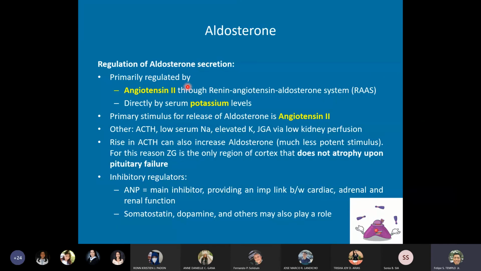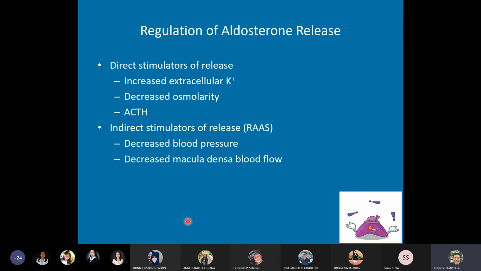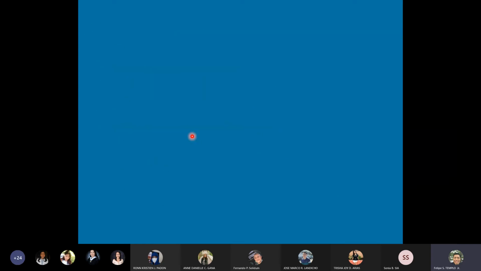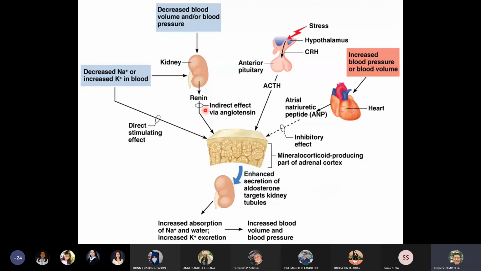So this is primarily regulated by your angiotensin 2, your RAAS, which was already discussed, I suppose, by Dr. Solidum. And indirectly, the two important factors here are the angiotensin 2 via RAAS and your potassium level. Take note, the primary stimulus for the release of aldosterone is your angiotensin 2. These are your direct and indirect stimulators of release.